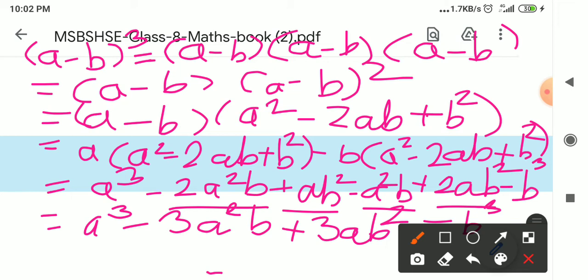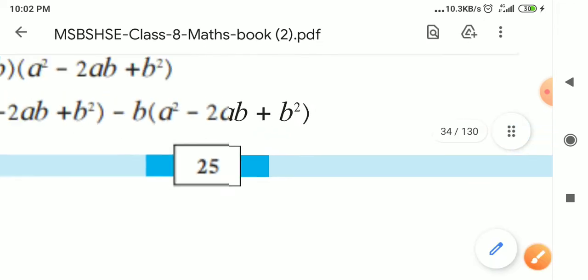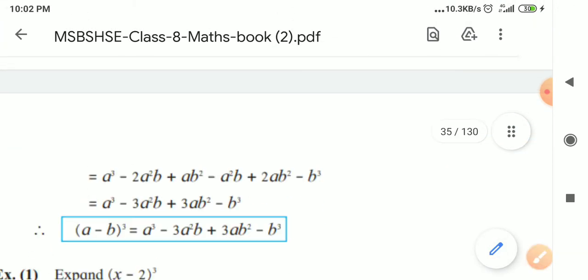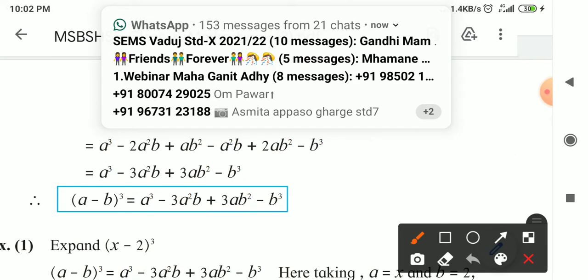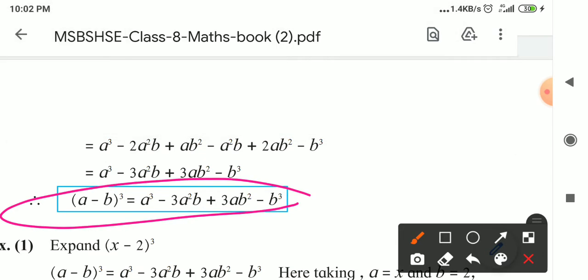Its expansion is a cube minus 3a square b plus 3ab square minus b cube. So note this down, all of you, and it is given in our textbook also. At last, what we got here is that (a - b) whole cube equals a cube minus 3a square b plus 3ab square minus b cube. In this way we find the expansion of (a - b) whole cube.